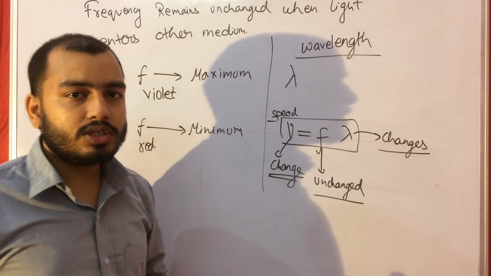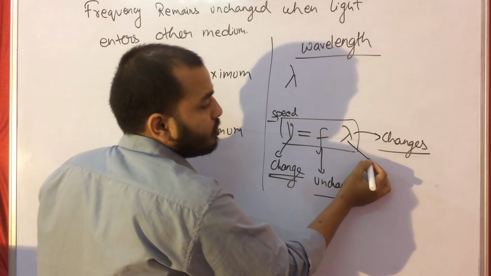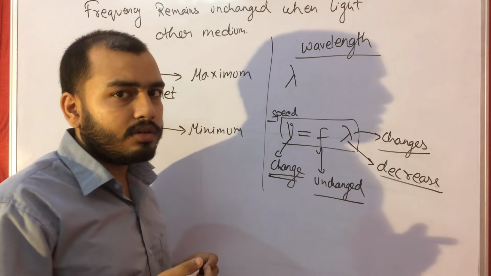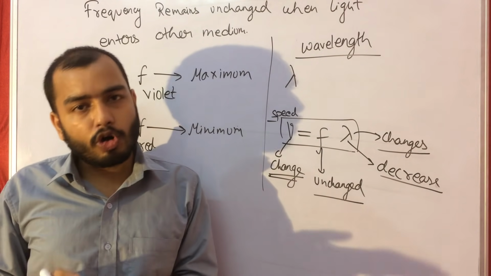Frequency remains unchanged. So if speed has to decrease, wavelength also has to decrease for all colors. Now which will have maximum wavelength or minimum wavelength?